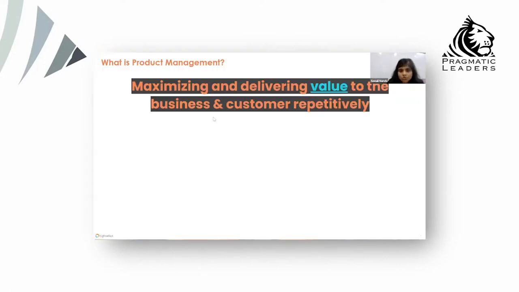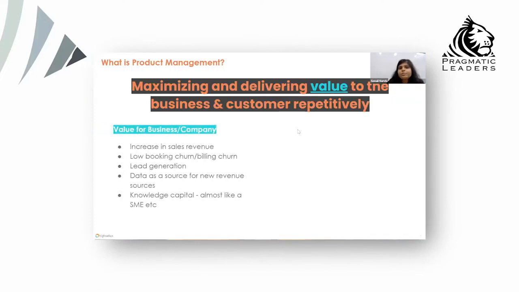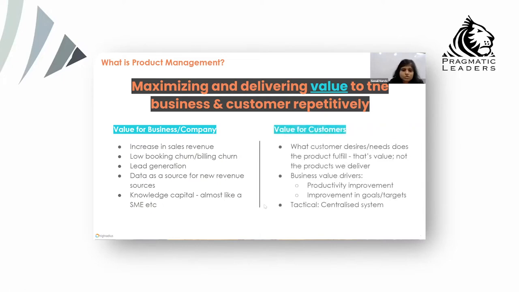Okay. So now I'll deep dive a little bit more: what does this value mean for business or the company, and what does this value mean for a customer? So let's deep dive here a little bit. For a business or a company, it can be sales revenue, because ultimately they have to sell the product. Either your product is a platform using which they are getting revenue, like the Amazon e-commerce platform, or it's a product which the company is selling to the customer, like an order to cash software or an analytics software, or something which you're selling directly to the customer and hence getting the revenue.